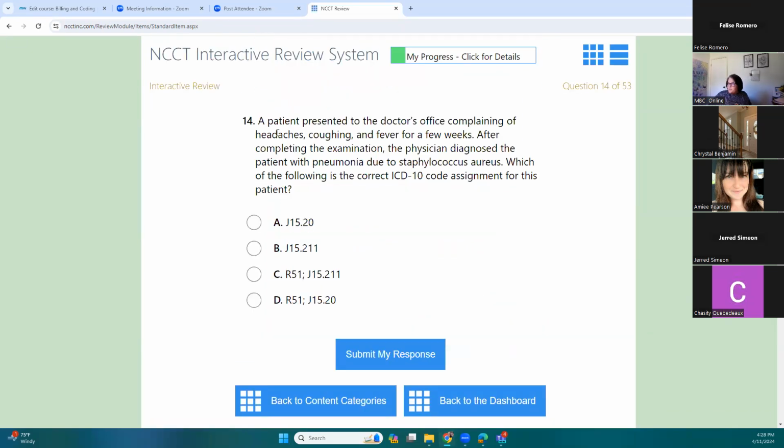Good work. A patient presented to the doctor's office complaining of headaches, coughing, and fever for a few weeks. After completing the exam, the physician diagnosed the patient with pneumonia due to Staphylococcus aureus. So which of the following is the correct answer?